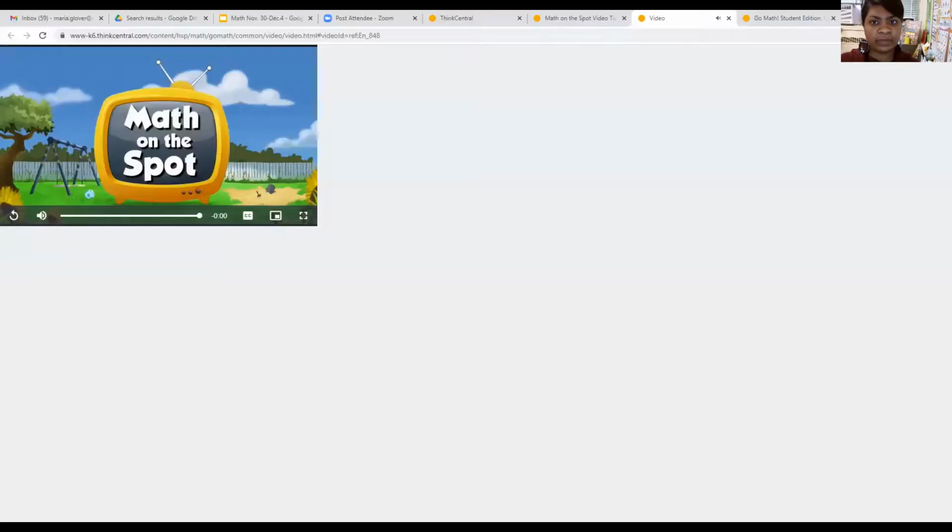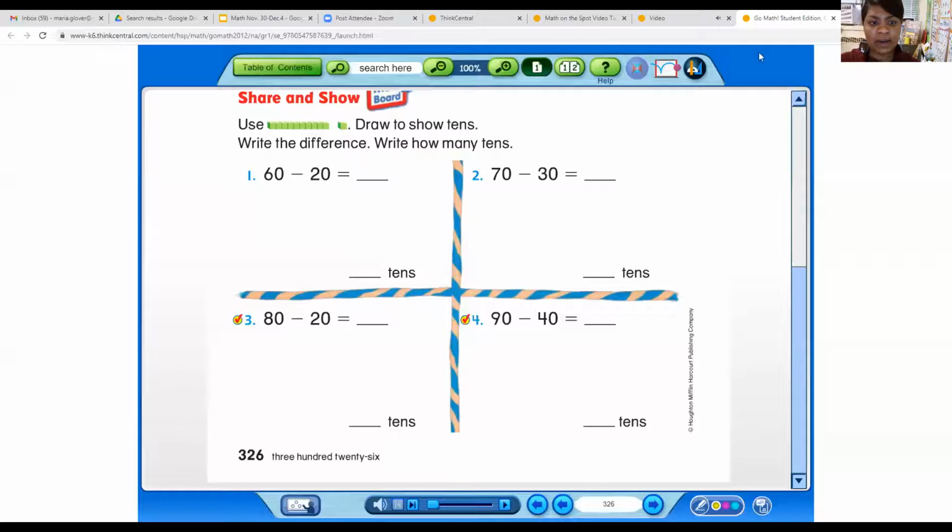All right, so let's look in our Big Go Math book on page 326. This is a review. And we have an assignment that I'm going to show you after this that you'll be able to show what you know. So I have 60. We're going to do number 1 and number 2. I have 60. I'm going to take away 20. That minus sign lets me know that's how many I'm going to take away from 60.